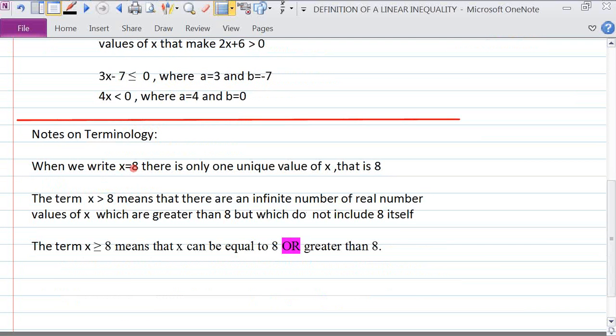When we write x is equal to 8, there's only one value of x, one unique value of x, that is 8. The term x greater than 8 means that there are an infinite number of real number values of x which are greater than 8, but which do not include 8 itself. So we're not including 8, but any number that's greater than 8. That could be 8.00001, for example. I could go 8.002. That would be another. I can keep on thinking of an infinite number, meaning it's endless, that would fit the relationship of a value greater than 8. The term x greater than or equal to 8 means that x can equal 8 or it can be greater than 8.